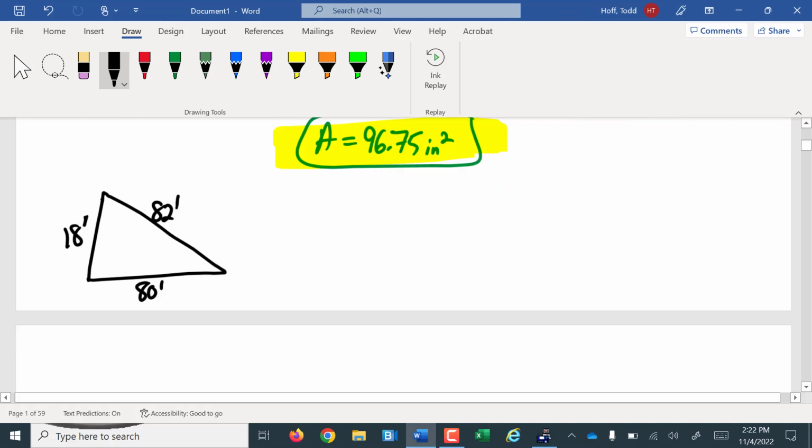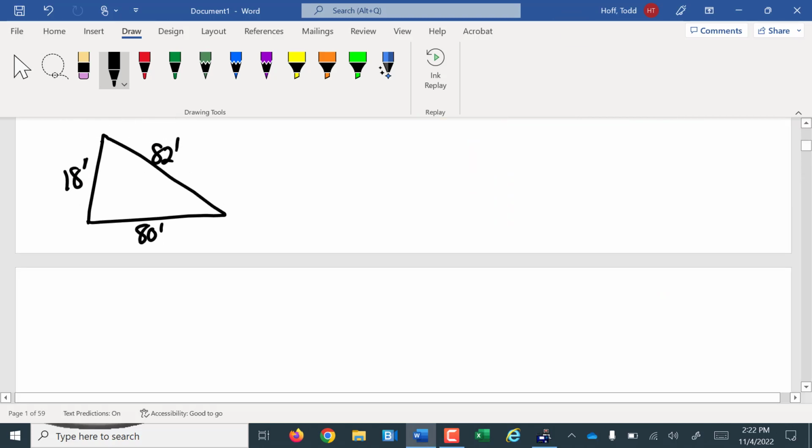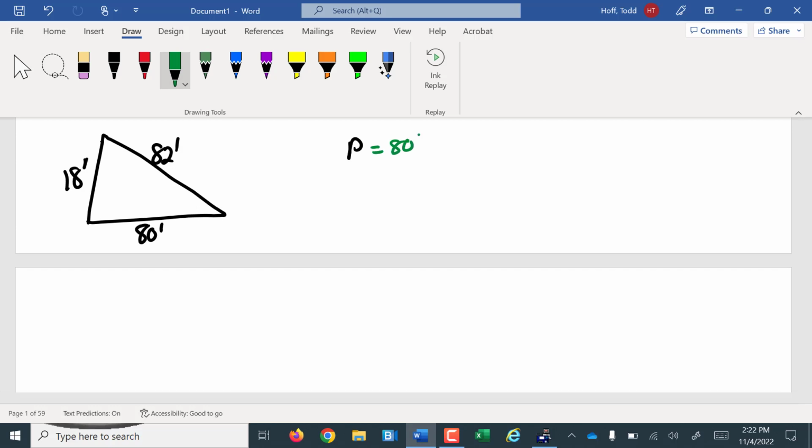Let's see what we get for this, and then we'll take a break quick. So we're going to start with a perimeter. 80 plus 82, perfect, 180 feet. Perfect. 90 feet for the semi-perimeter.